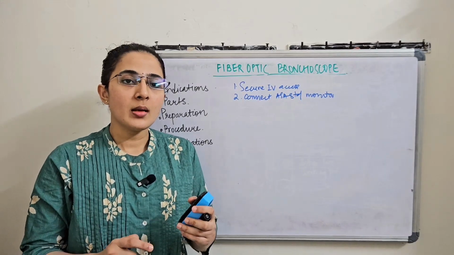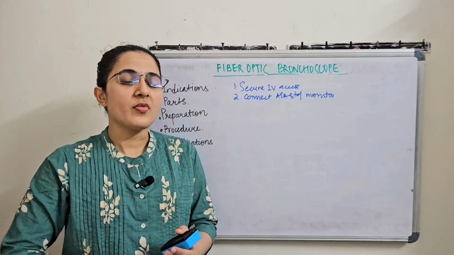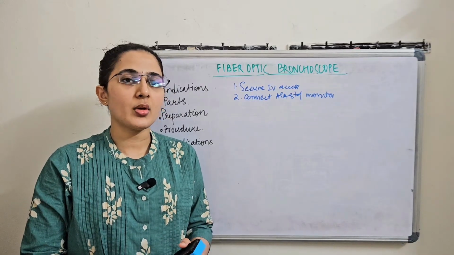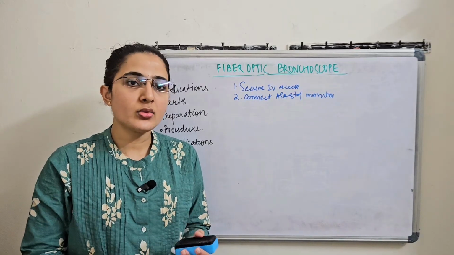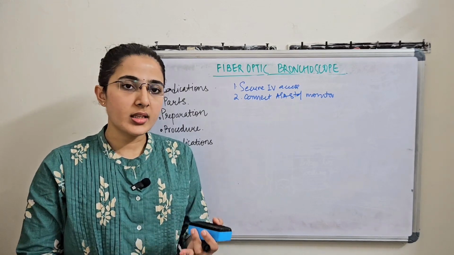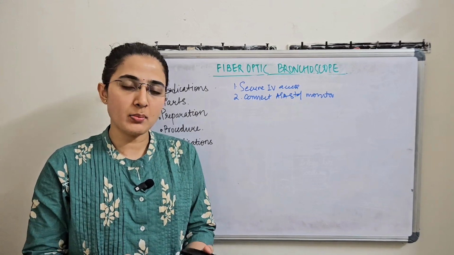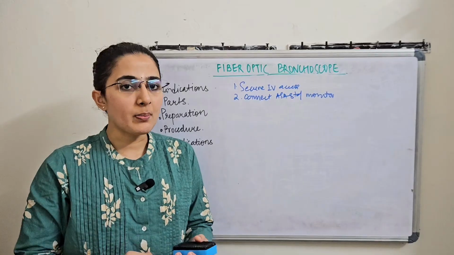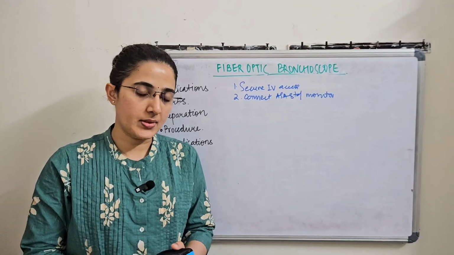We have to take the bronchoscope, check the suction in the bronchoscope, connect it to the light source, focus the image on certain letters to the best focusing possible, and then keep it ready prior to the patient arriving.